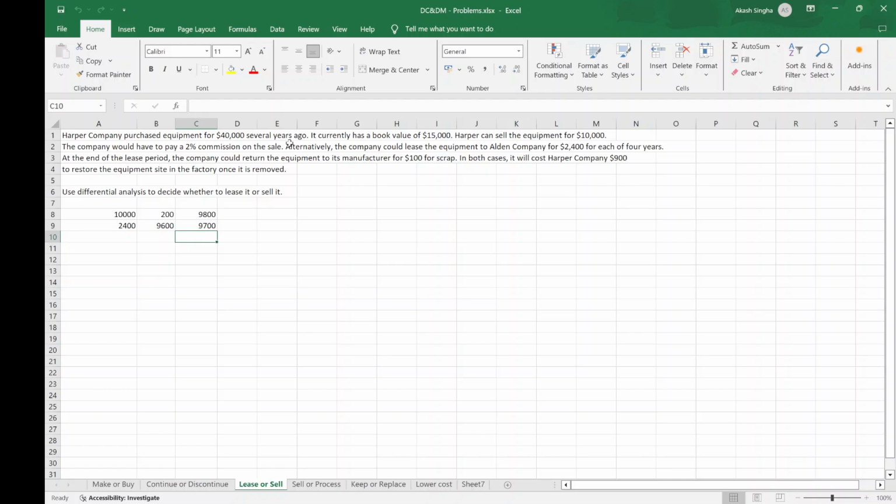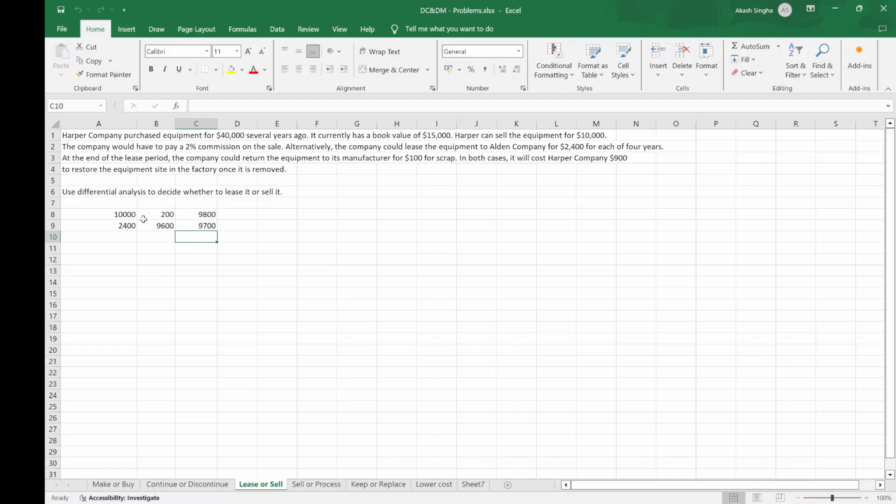Alternatively, the company could lease the equipment to Allen Company for 2400 for each of 4 years. At the end of the lease period, the company could return the equipment to its manufacturer for $100 of cash, scrap. In both cases, it will cost Harper Company $900 to destroy the equipment site in the factory once it is removed. Use differential analysis.